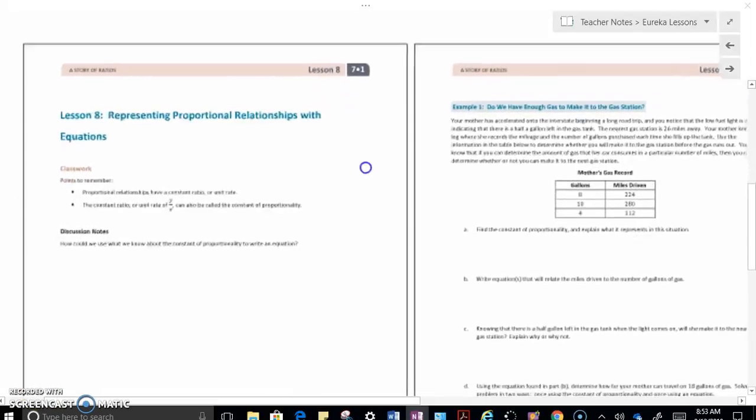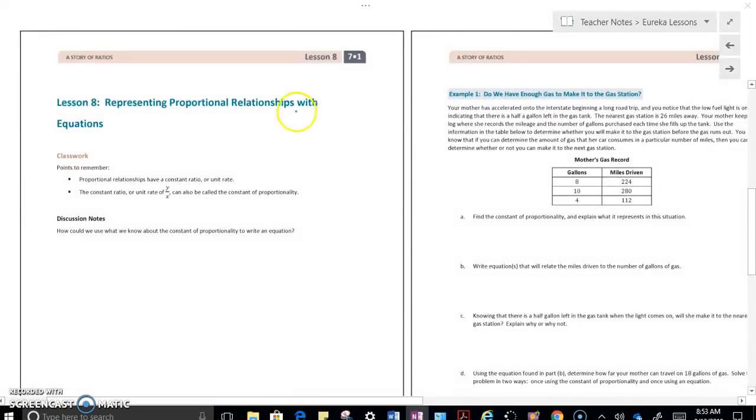Okay, welcome to lesson 8, representing proportional relationships with equations. We kind of touched on this with the heart rate activity, but let's get into it a little bit deeper. We're going to want to remember relationships have a constant ratio or unit rate. The constant ratio or unit rate can be described as y divided by x. It is also called the constant of proportionality. In other words, our COP keeps things in order.